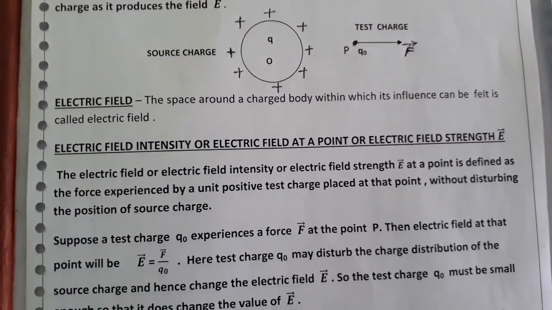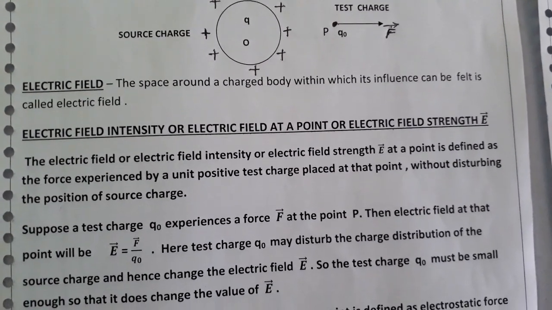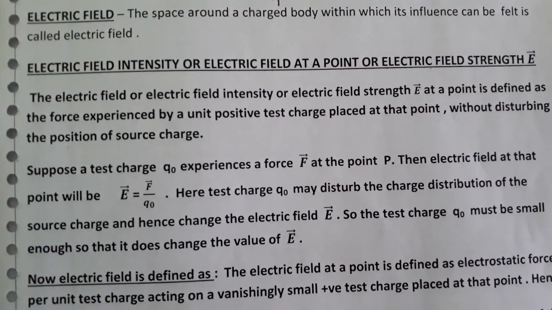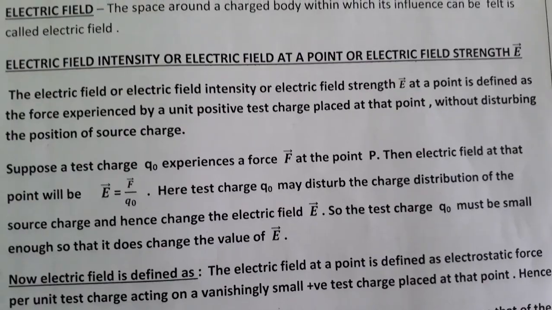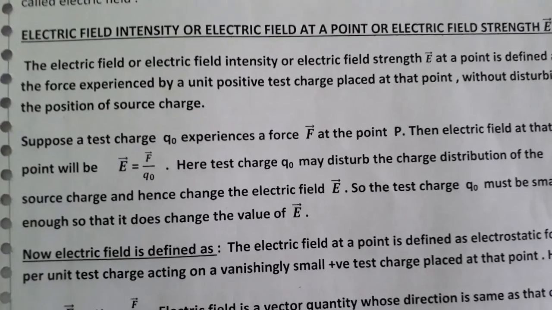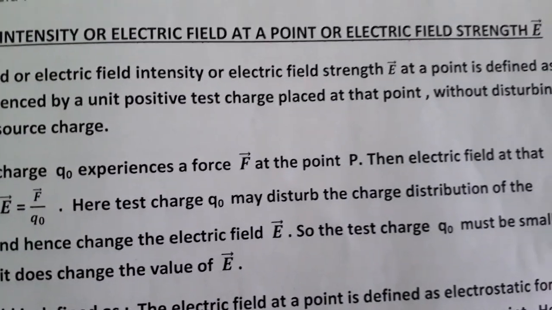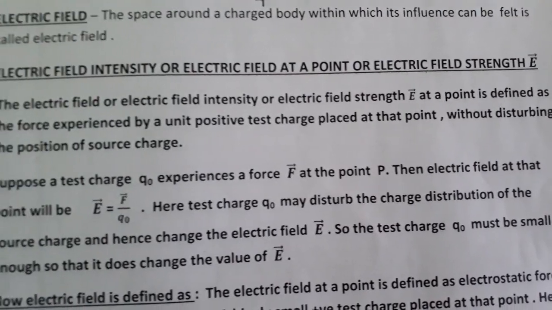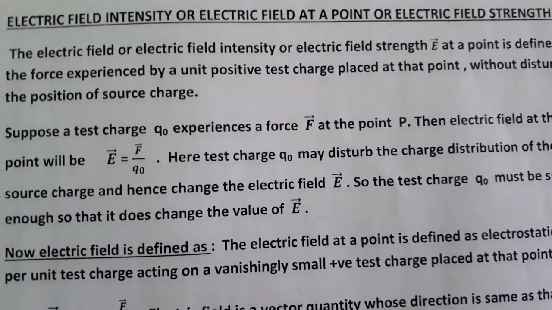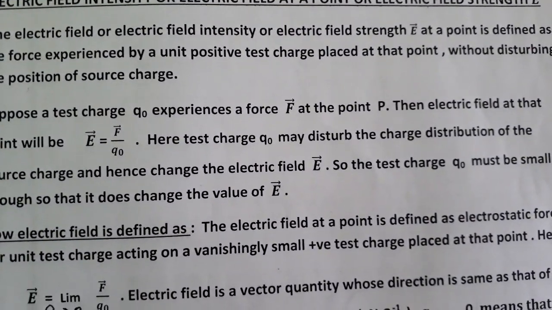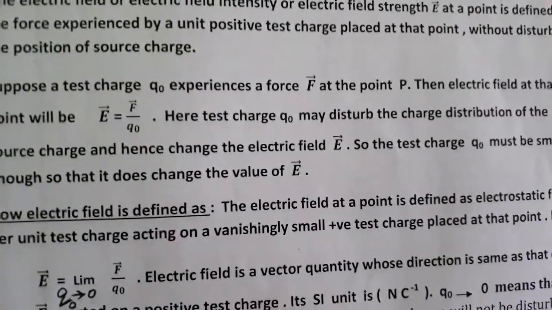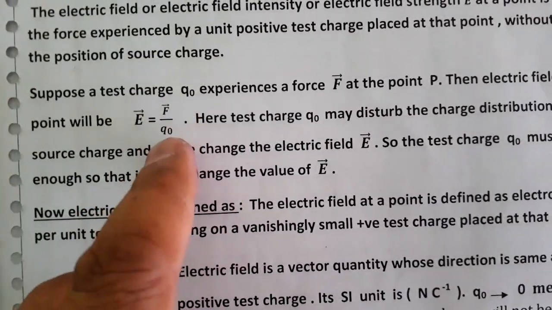Now we have to define the electric field intensity, or electric field at a point, or electric field strength E. The electric field or electric field intensity or electric field strength E at a point is defined as the force experienced by a unit positive test charge placed at that point without disturbing the position of source charge. Now let us suppose a test charge Q naught experiences a force F at that point P. Then electric field at that point, according to definition, we can write E equal to F by Q naught.